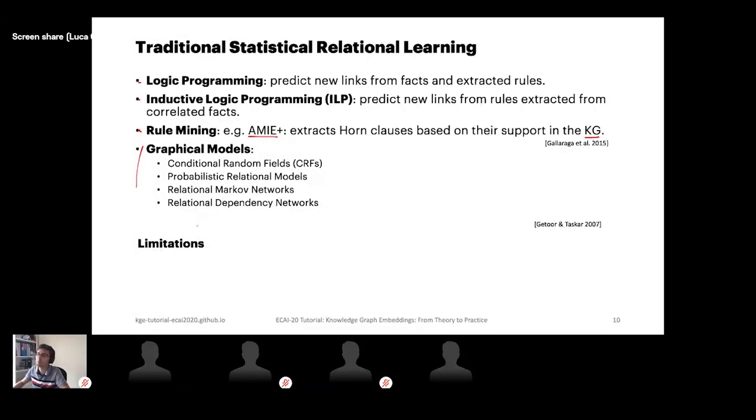Now, the problem with these techniques is mostly that they're limited in scalability. And when it comes to knowledge graphs, we need methods that scale a bit better given the size of the graphs that we're processing. Some of them also have limited modeling power compared to what is feasible with knowledge graph embeddings. And as I said, they're non-differentiable, so we cannot use modern GPU architectures with stochastic gradient descent based learning, right?